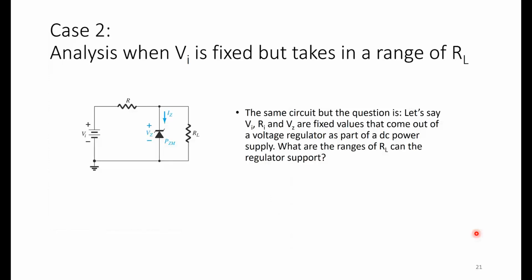Okay. Case 2. Now let's find the range of allowable RL when the input voltage is fixed. So we're still looking at the same circuit, but the question is, let's say Vin, Rin, and VZ are fixed values that come out of a voltage regulator as part of a DC power supply. What are the ranges of RL, or the system that it is trying to drive, that the regulator can support?